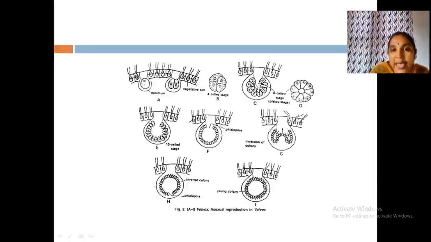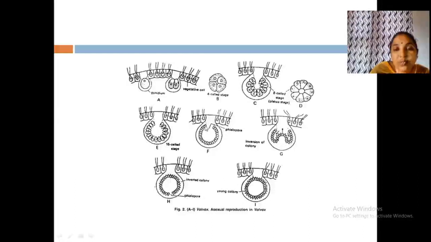This 8-celled structure is known as what? Plakea. See, the anterior end is facing towards the inside, that is, the pointed end is inside. This is the Plakea. This again undergoes division and forms what? 16-celled. So while it forms the 8-celled stage, then the 16-celled, you can see the opening here. These ends are not joined. This opening is known as what? Phialopore. Opening.